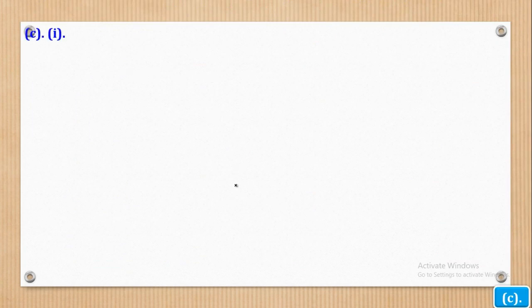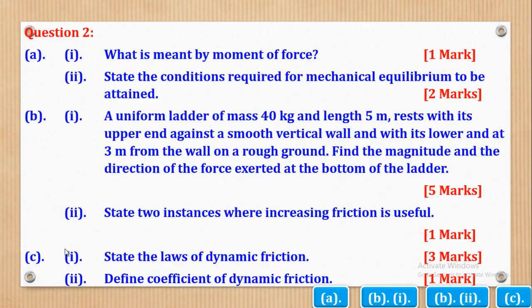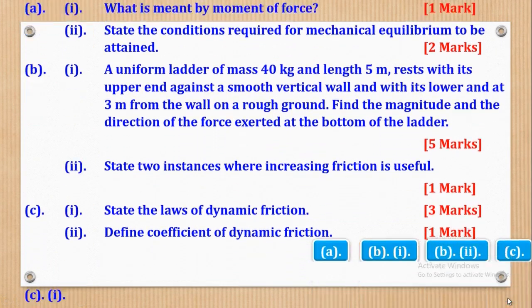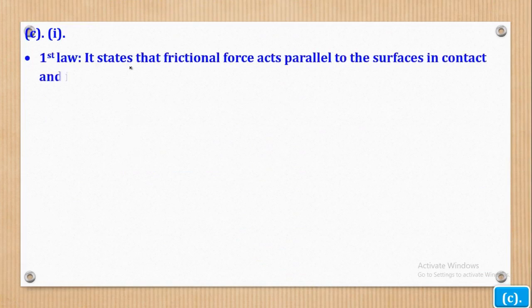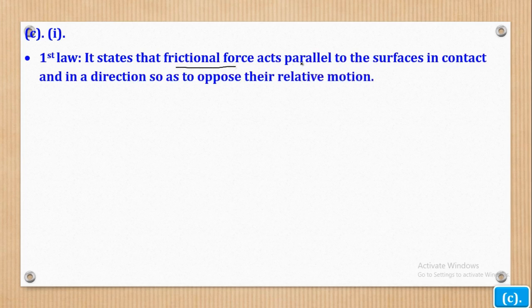So now we shall go to part C. Part C, Roman 1 says, state the laws of dynamic friction. There are 3 laws. We shall start with the first law. The first law states that the friction force acts parallel to the surfaces in contact in a direction so as to oppose their relative motion. So that was the first law.